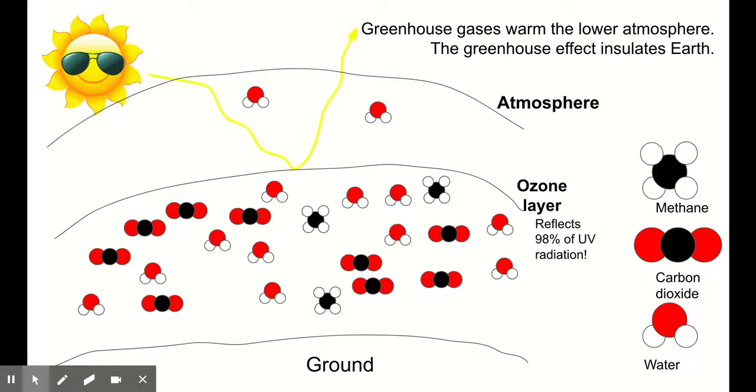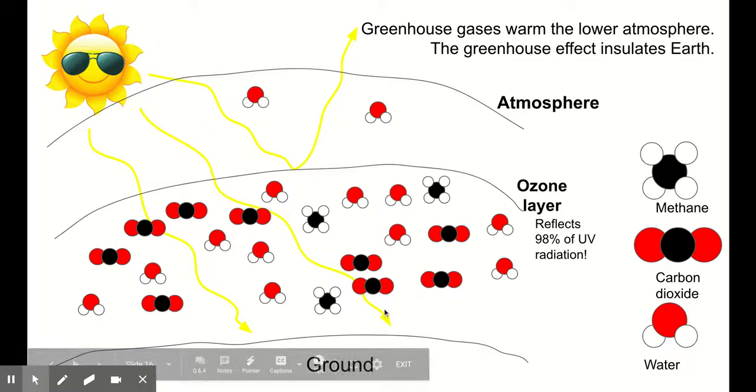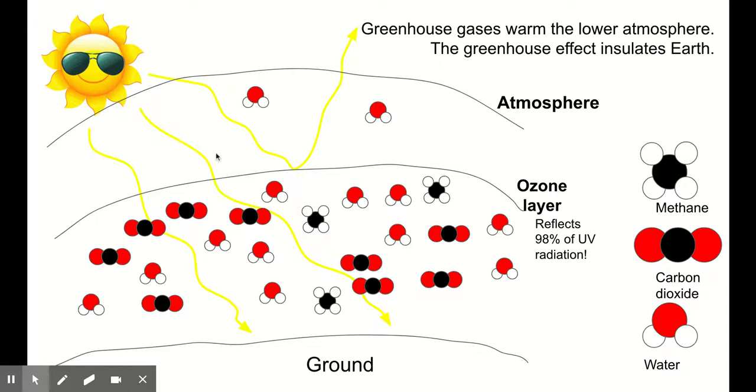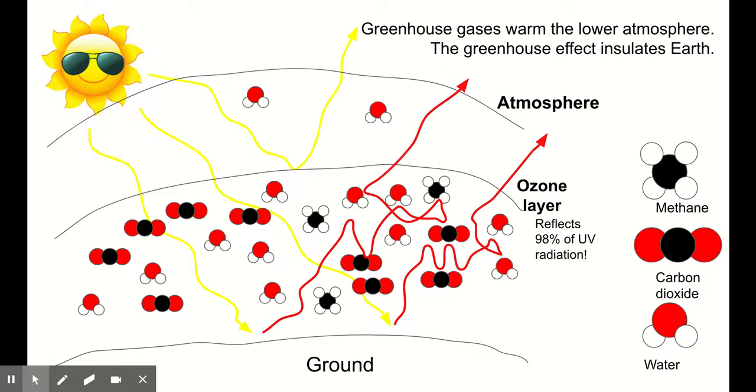Okay, remember, most of our UV radiation hits the ozone layer and is reflected into outer space. Some of our UV radiation can make its way to the ground. Notice that the UV radiation is just going through these greenhouse gases. It's not interacting with them at all. It's not reflected. Be careful about that when you explain this back to me or Mr. Sachs on your test. But the infrared radiation that's going to be re-emitted from the ground, that will be bounced around off of these greenhouse gas molecules. So take a look at the crazy paths that our infrared radiation is going to take now.